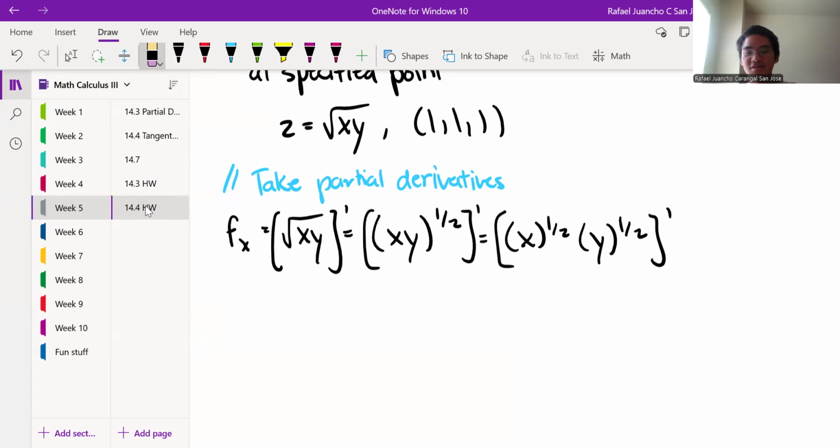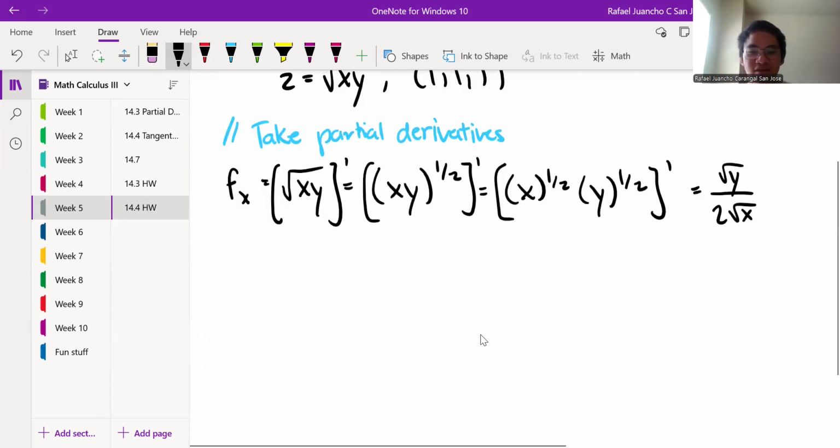And then see here, this is y to the 1/2. I could just leave this as square root of y, which looks nicer. So I'm going to say 1 over 2 square root of x. And then again, this was y to the 1/2. Well, I can rewrite this as square root of y. Oh, I can put this up here. Square root of y. And then we're done, right?